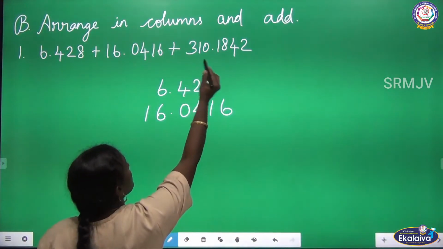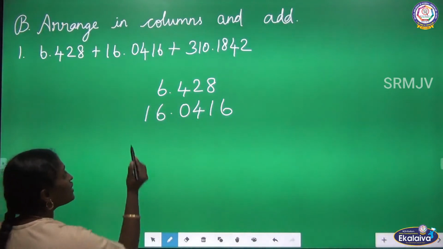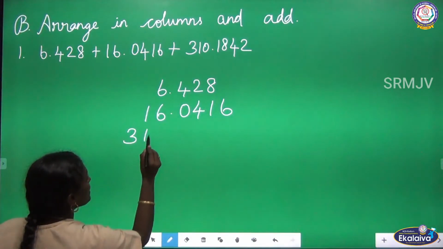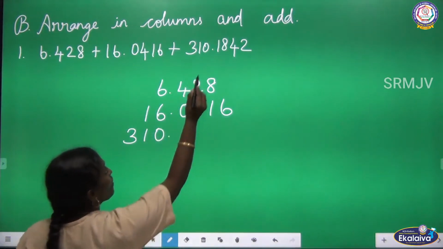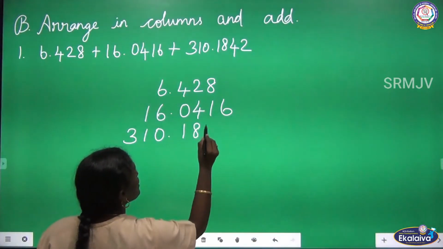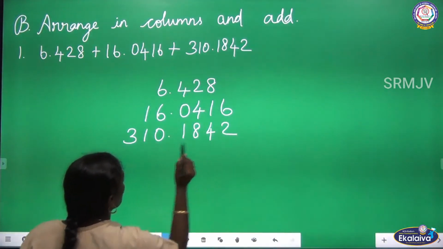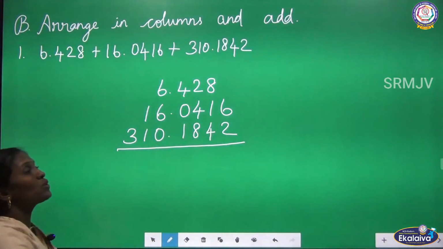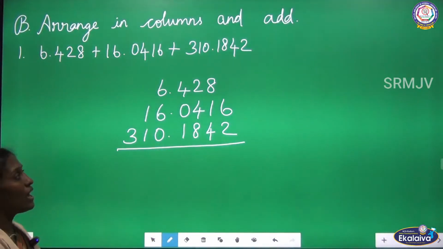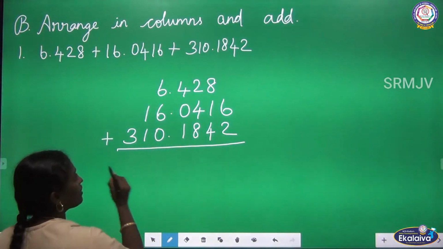Then the third number, 310, is a 3-digit number. So 310.1842. Like this we have to arrange the decimal numbers first. After that we have to do the addition. Okay.